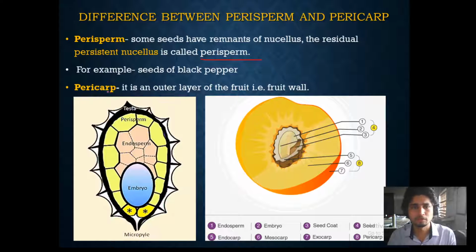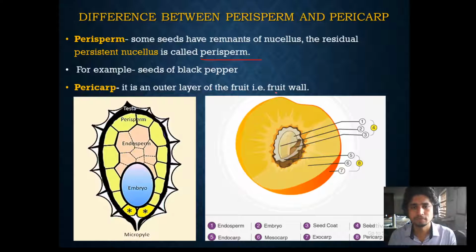Pericarp. Carp is fruit, and peri is outer, so it is the outer layer of the fruit. If you see this picture, 1, 2, 3 are the endosperm, the embryo, and the seed coat. The seed coat is formed due to integuments, as we have just seen, and these are all in the seed. But the outer fleshy layer present here comes under the fruit wall. So the entire fleshy layer around the seed is called pericarp.